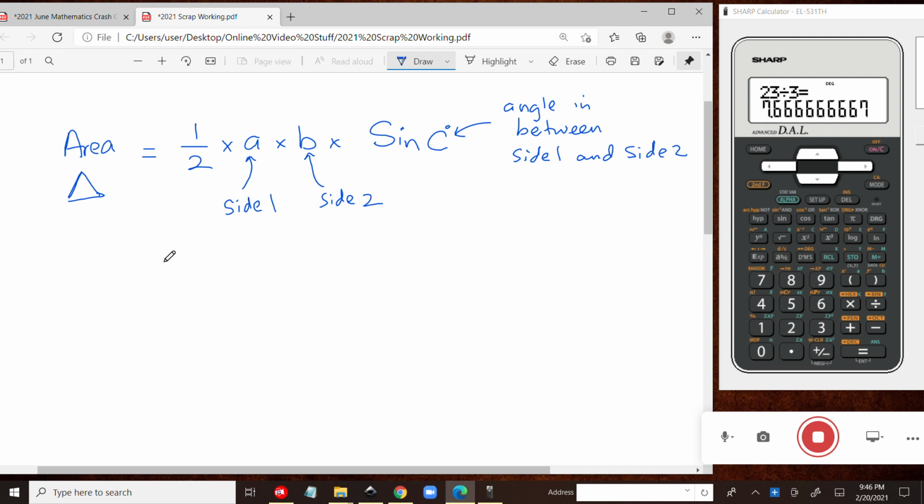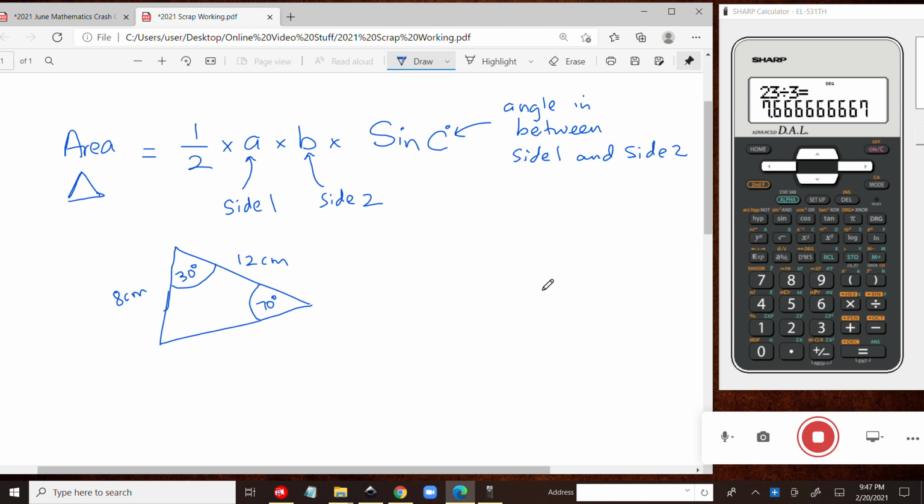So let me show you what I mean. Let's say you have this triangle here. And here is 12 centimeters. Here is 8 centimeters. And the angle here is 30 degrees. And I just happen to tell you this angle here is 70 degrees.